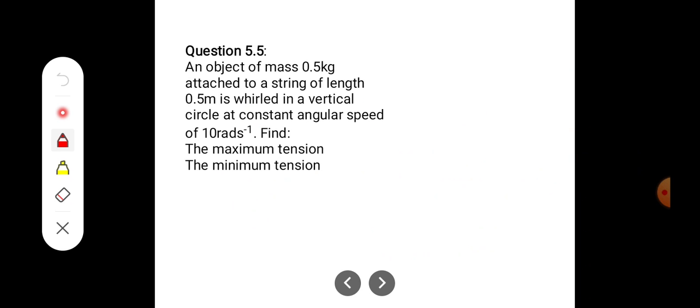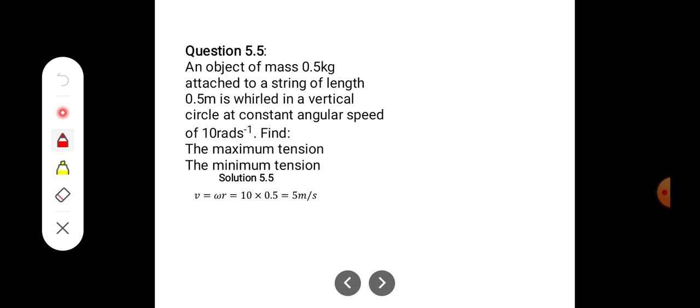Okay, let's move on. Now look at the question here. It says an object of mass 0.5 kilogram attached to a string of length 0.5 meters is whirled in a vertical circle at a constant angular speed of 10 radians per second. Find the maximum tension and the minimum tension. Okay, let's see the solution here.